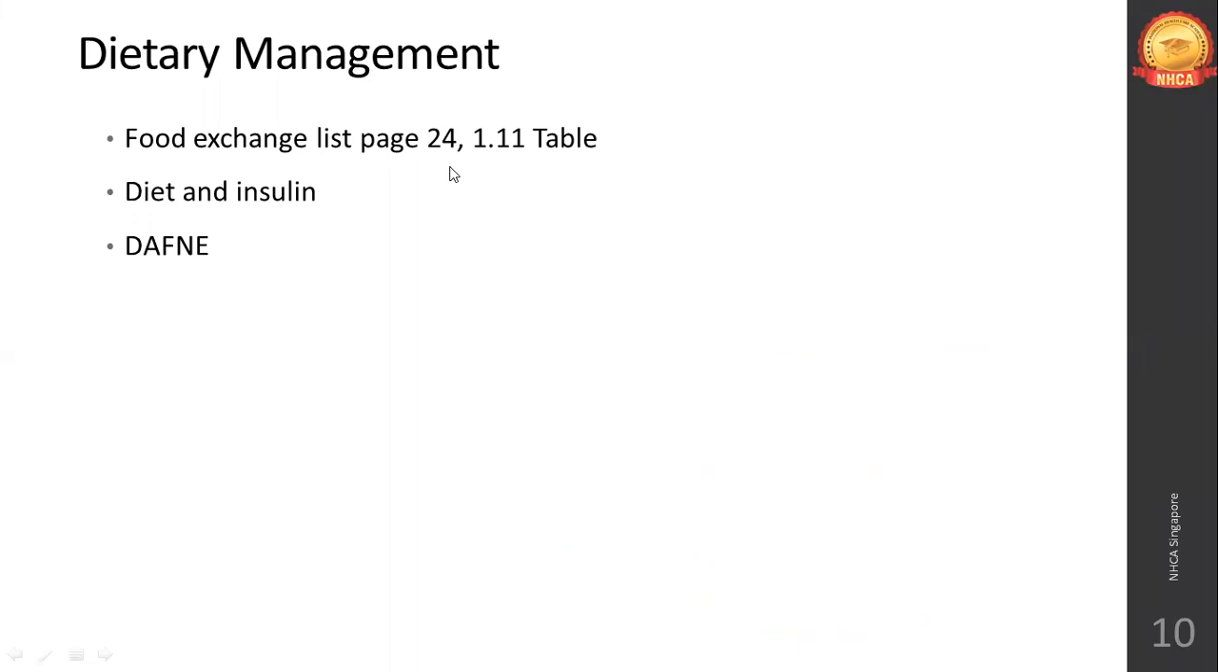Food exchange list is on page 24, in the chapter on menu planning. The page number may be slightly different; it's pages 25 and 26 in the new textbook, where the food exchange list is given. You can use that, Table 1.12 in the same textbook. Okay, food exchange list can be used.